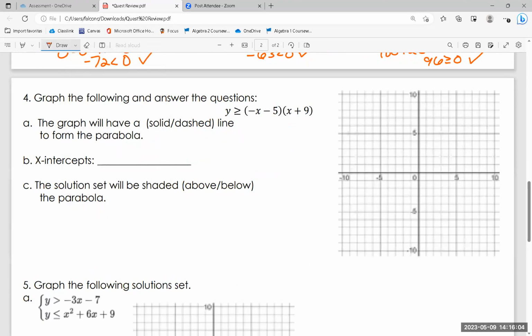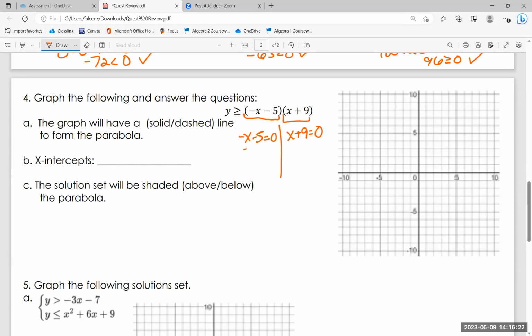With these, this one is in factored form already, so we can easily see the x-intercepts from this form. We take our factors and set them equal to 0, and that's how we get our x-intercepts.